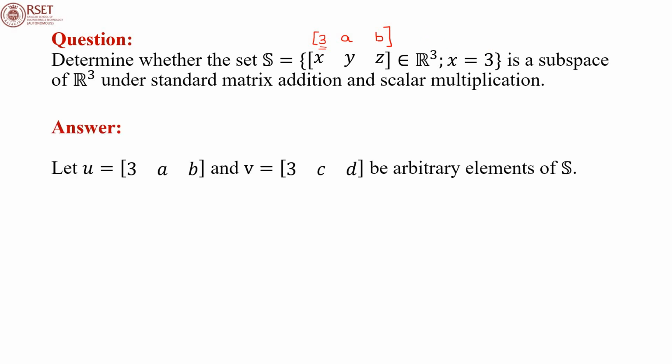So as usual, we have taken two arbitrary elements of S. Anyway, the first entry will always be equal to 3. Then only that element will be an element of S. So we have considered U equal to (3, a, b) and V equal to (3, c, d) as arbitrary elements of S. Then what will U plus V be? U plus V will be (3 plus 3, a plus c, b plus d). The first entry will be 6.